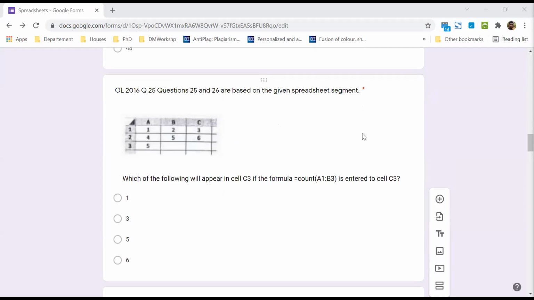This is from 2016 paper. Right? This is also a bit difficult one. Okay, so question says, which of the following will appear in cell C3?